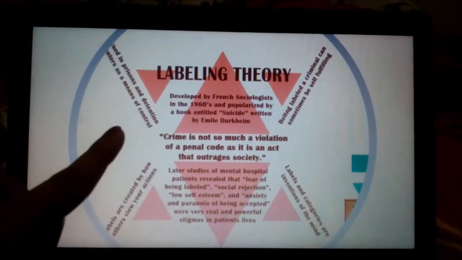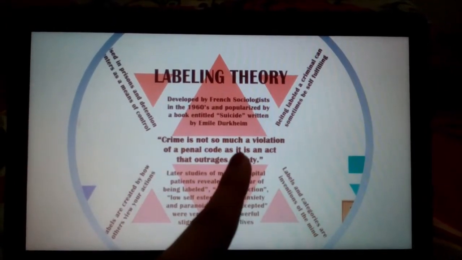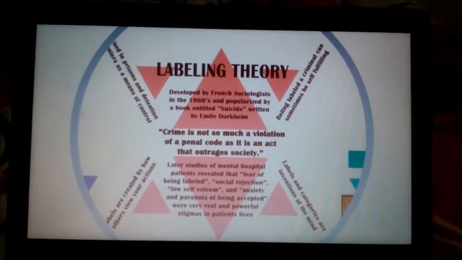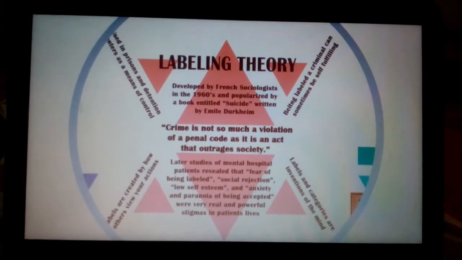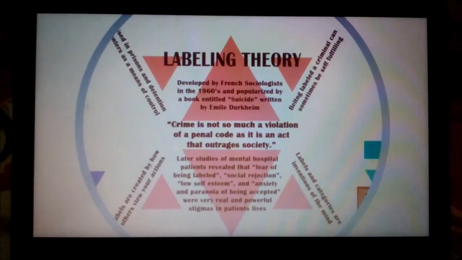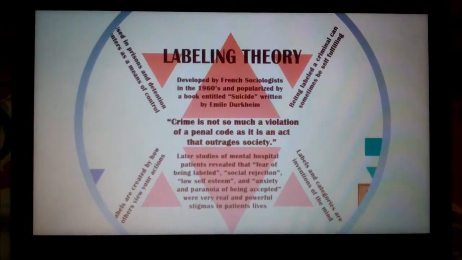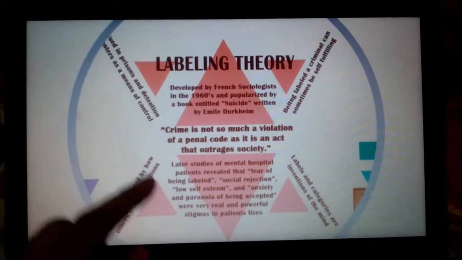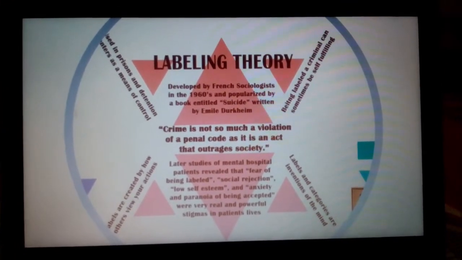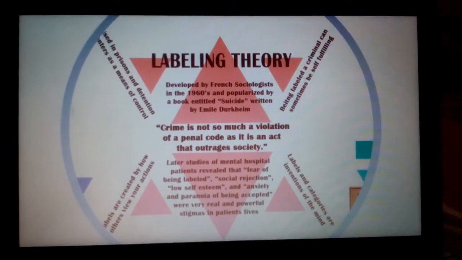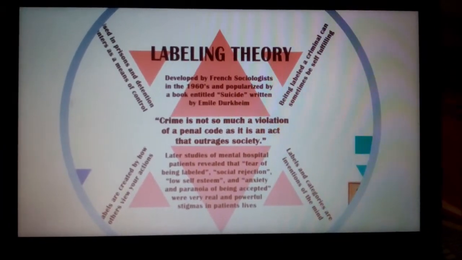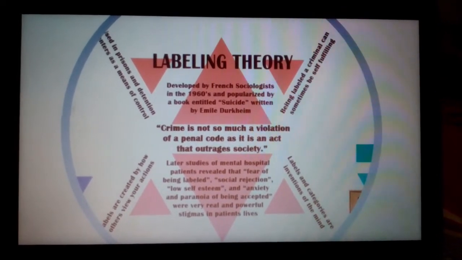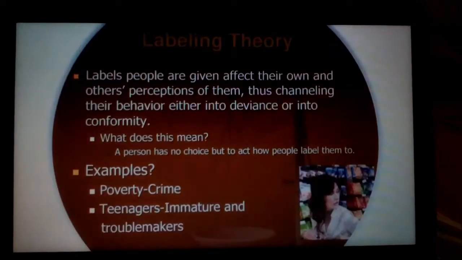Crime is not so much a violation of a penal code as it is an act that outrages society. So, alam natin ang crime, meron tayong mga laws, no? Pag college kayo, malalaman yan, meron tayong mga crimes which are being violated at malalaman doon kung ano yung mga penalty, what are the consequences written in our laws. That's a labeling theory. No? It is developed by a French sociologist named Emile Durkheim, diba? Nabanggit ko sa inyo to. Emile Durkheim is the father of modern sociology, diba? Father of modern sociology is Emile Durkheim.